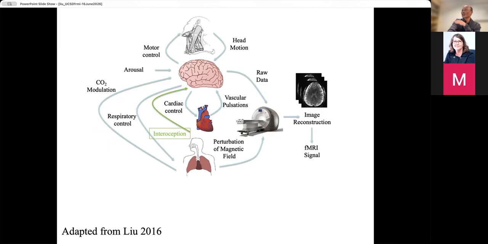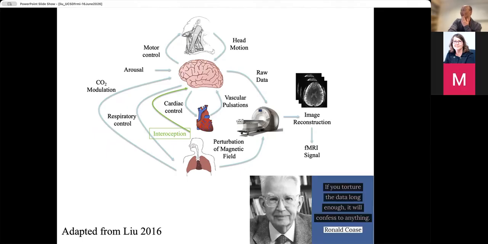So anyways, this is just to remind you that everything is connected, and the fMRI signal you get out is just lots of stuff. It's a great slide. And then I like this quote: if you torture the data long enough, it will confess to anything, which is sort of equals fMRI.